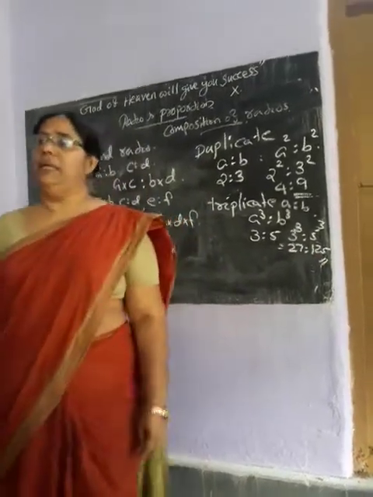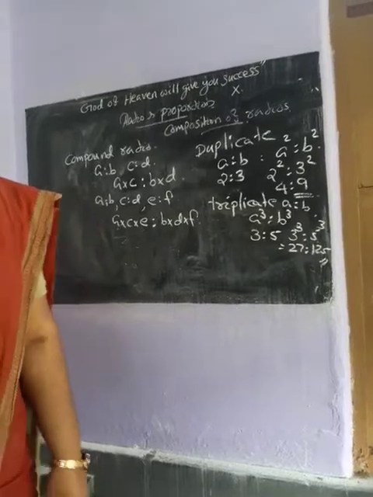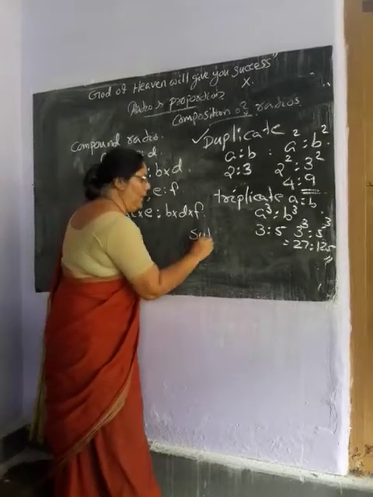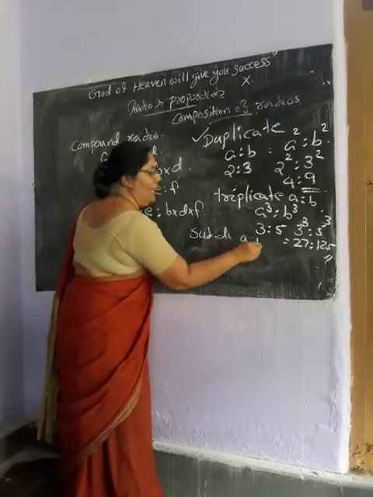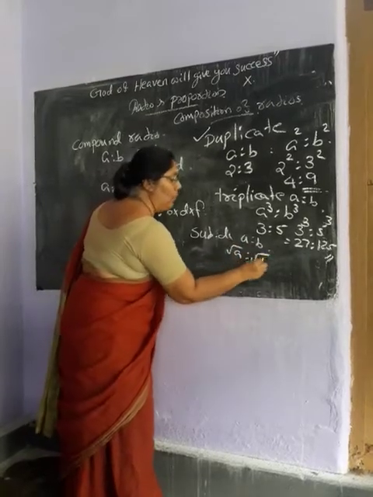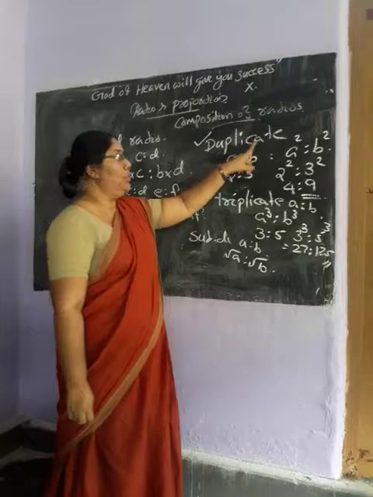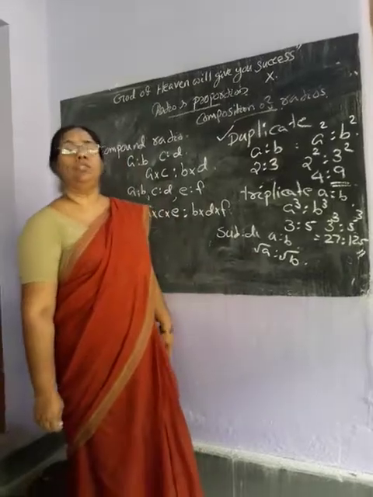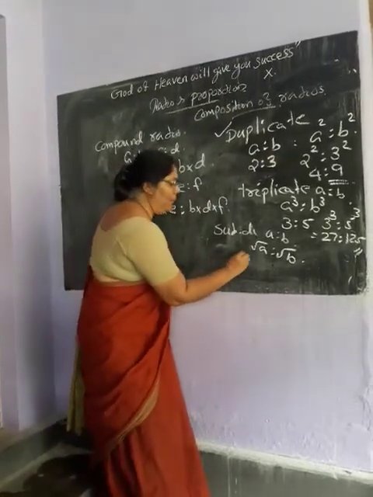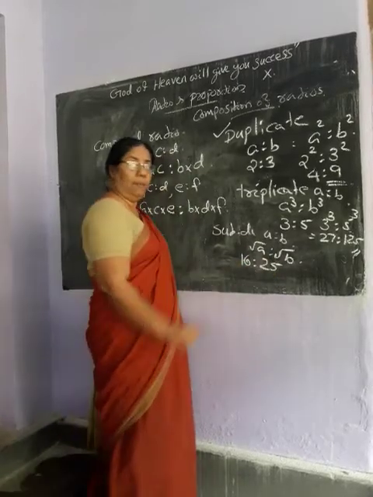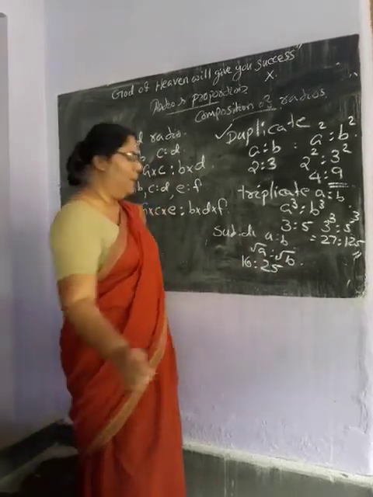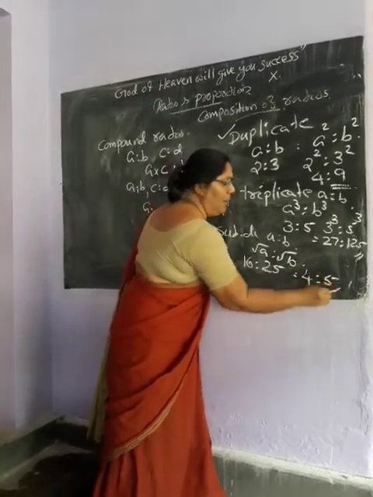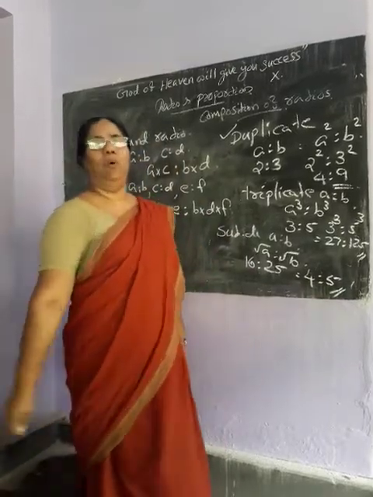Listen. The next one is subduplicate ratio. Here this is duplicate ratio. Then subduplicate ratio of A is to B is root A is to root B. If duplicate ratio is the square, then subduplicate ratio is the root. What is the subduplicate ratio of 16 is to 25? Root 16 is 4 is to root 25 is 5. 4 is to 5.